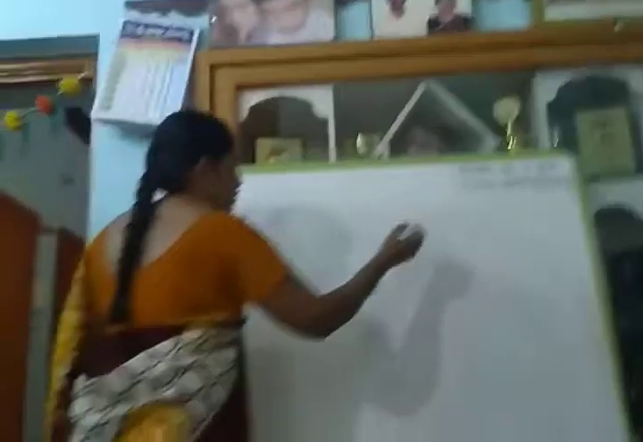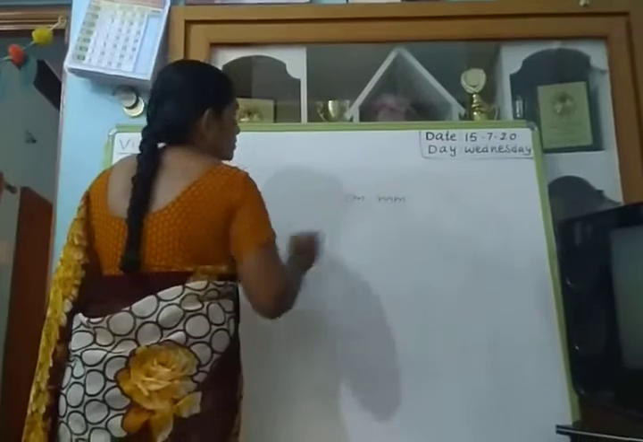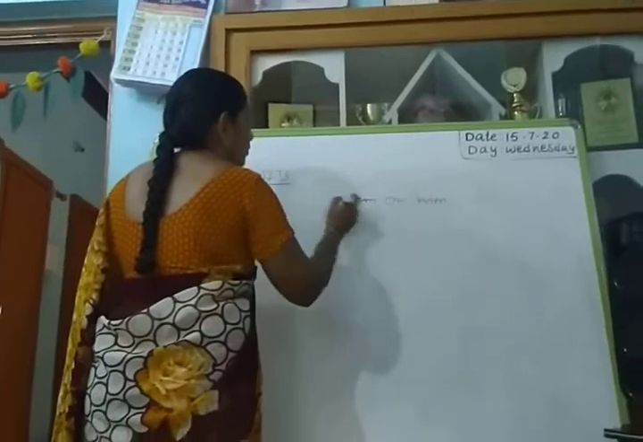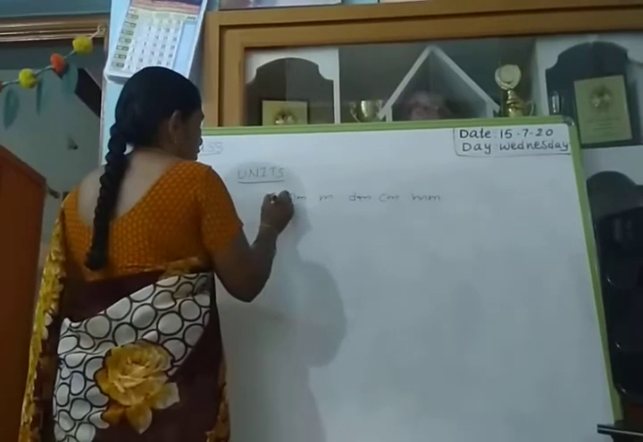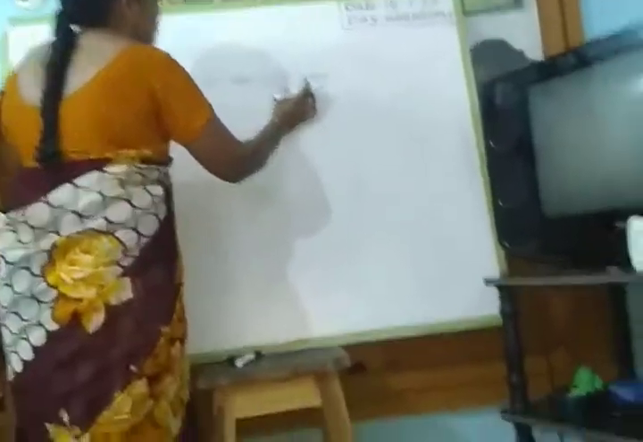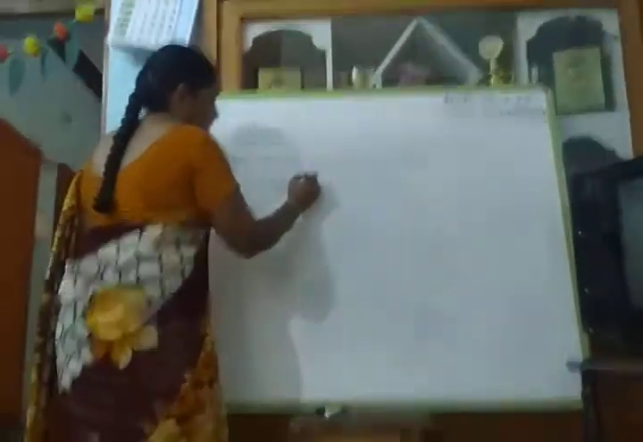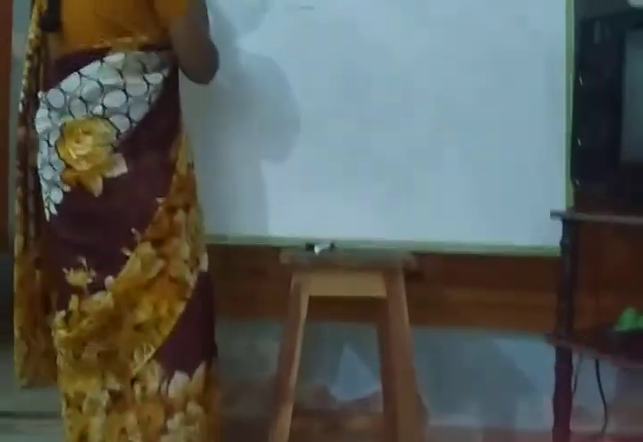So the relation between these measurements: millimeter, centimeter, then decimeter, meter, decameter, hectometer, kilometer. Between every two measurements the difference is 10 times, increasing by 10 each time. So 1 centimeter is equal to how many millimeters? 10 millimeters. So from right to left the value is increasing.